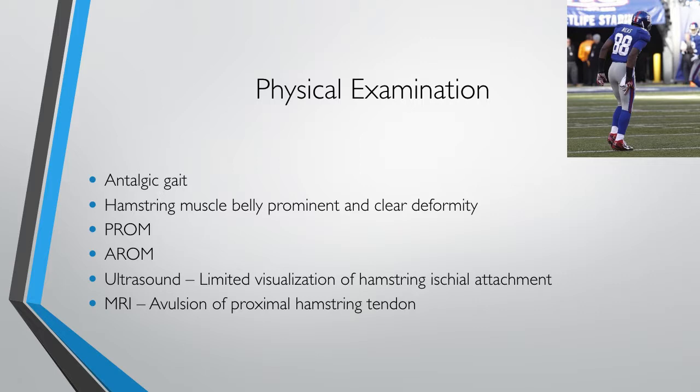An ultrasound over his hamstring musculature demonstrated limited visualization of the hamstring ischial attachment and hemorrhaging along the biceps femoris. An MRI T1 axial view showed a complete avulsion of the proximal hamstring tendon.